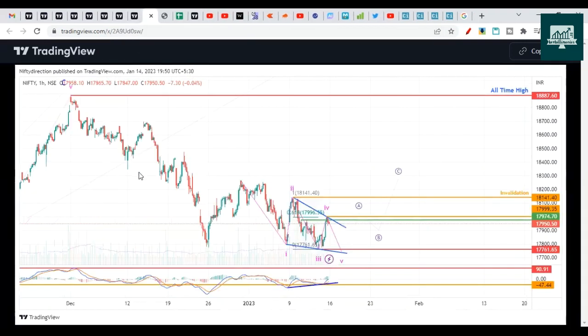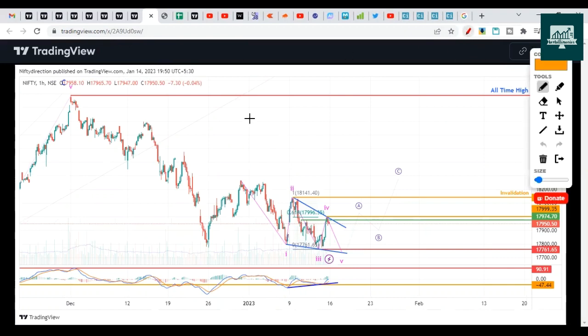So now for next week, what is happening here? Okay, so this is the chart for next week. This is the chart that I've created before making the video, because it will be easier and time saving for all of us. So here I'm expecting one more low just below 17,760.